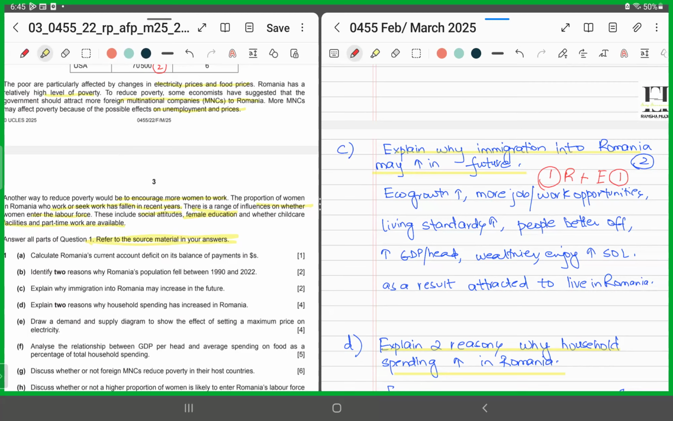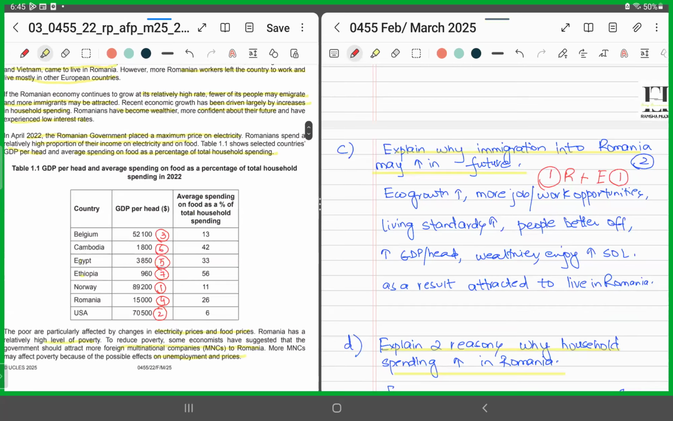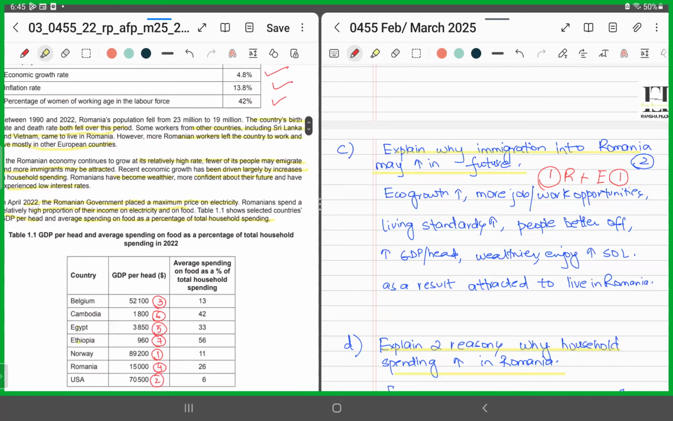Now, what you could say is that since it's expected that Romania is going to experience a high economic growth rate, and if the country continues to grow at this rapid rate, the country would be able to offer more jobs and there would be more work opportunities in Romania. Hence, the living standard of the people would rise. People would get better off. They would be getting richer. The GDP per head would rise. They would be getting wealthier and they would be enjoying a higher standard of living. As a result, more and more people would be attracted to live in Romania. If you mentioned that, you've gotten full 2 marks. I hope this is clear.